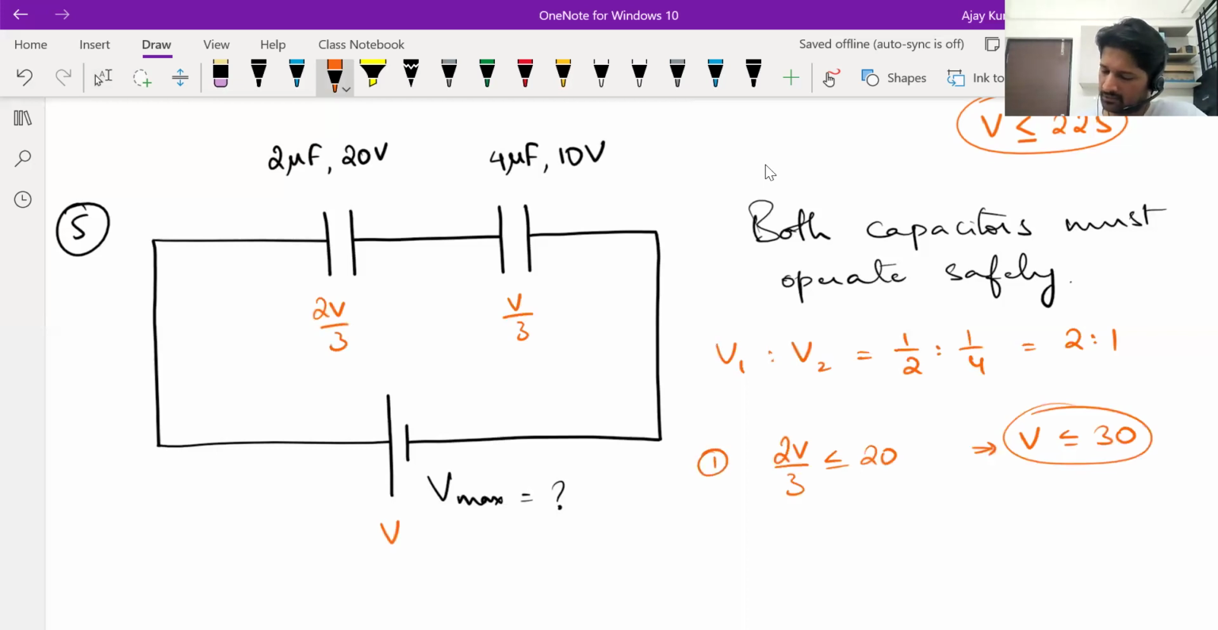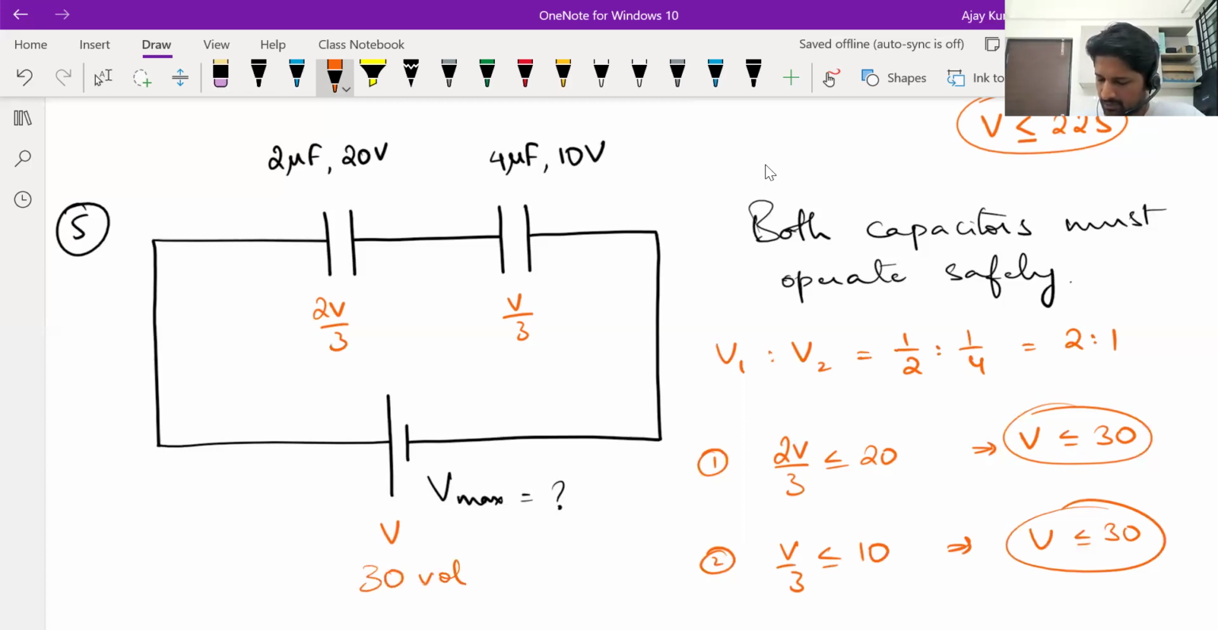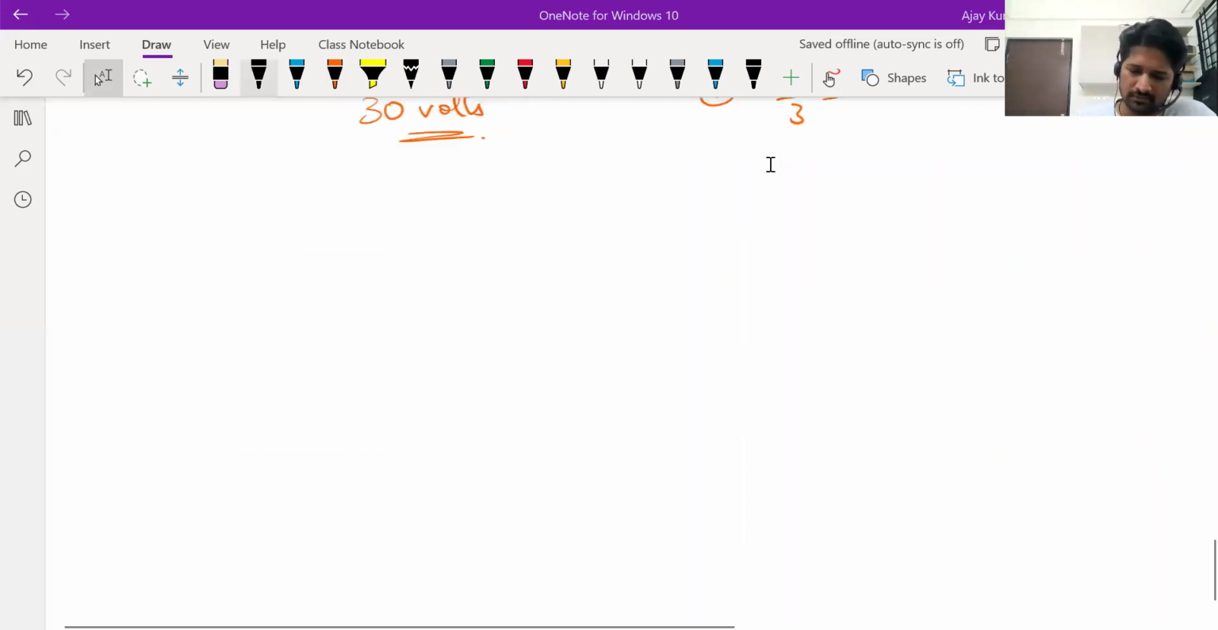For the second capacitor to be safe, its share of voltage should be less than or equal to 10. So the second capacitor also will be safe if V is less than or equal to 30. Therefore, 30 volts is the maximum voltage you can apply across this combination of capacitors. Okay. Isha, is this clear? Yes, sir. Okay. Let's try one more question like this with bulbs.